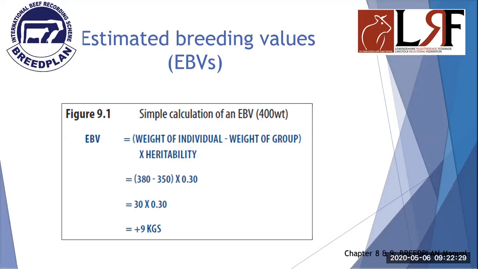So if you have an animal that weighed 380 kilograms at 400-day weight minus the group average of 350, the difference is 30 kilograms times the heritability of 0.3. The animal will have an EBV of plus 9 kilograms. So this is just a simple calculation, but it is the cornerstone on which estimated breeding values are built. So it's very important to understand this. The animal is only directly compared to this contemporary group of his.